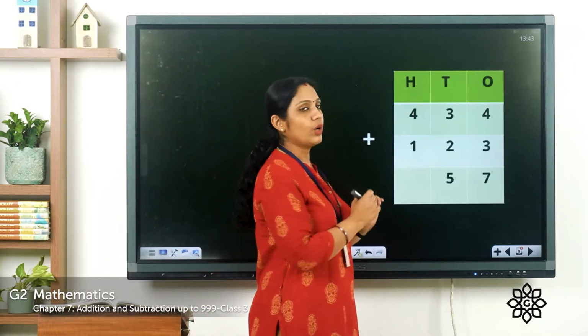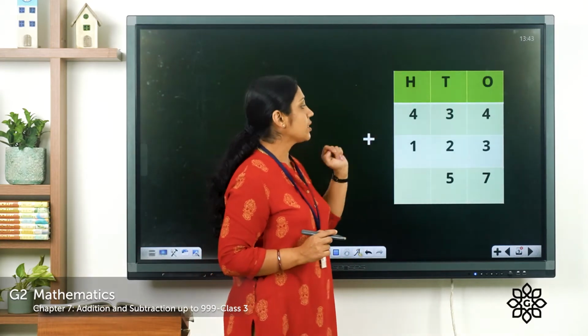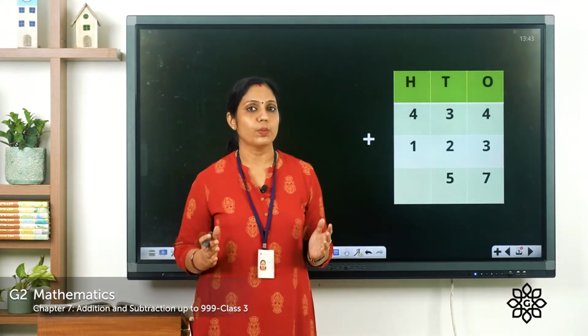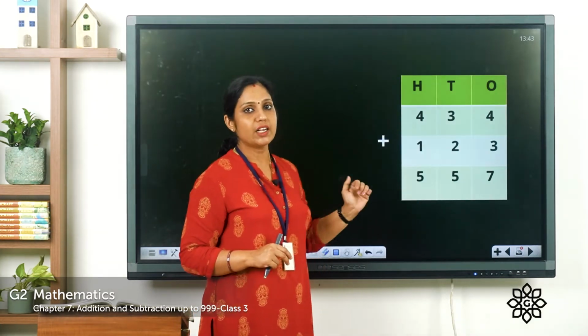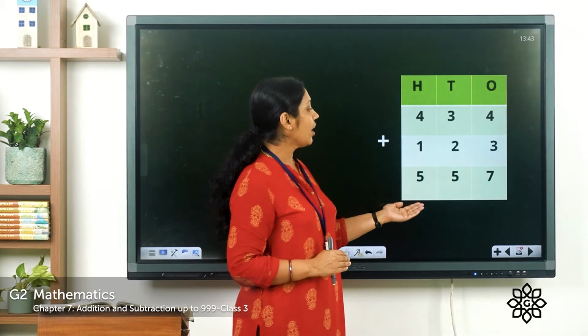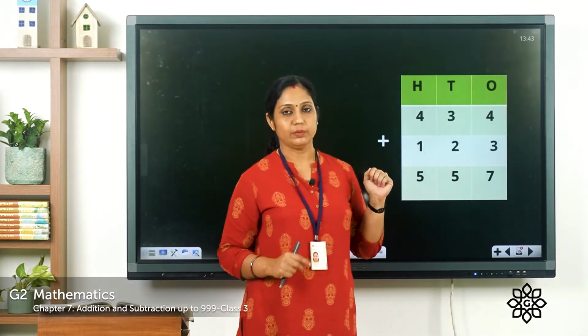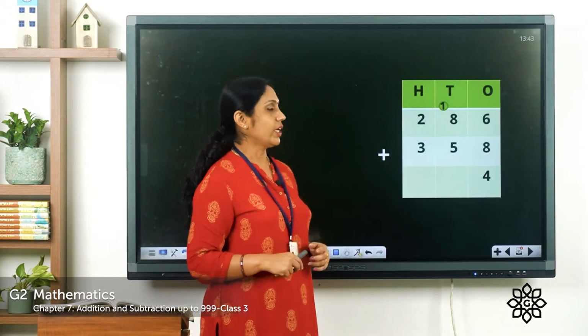So that 5 we'll write here in the tens place. Next, we'll move on to the hundreds place. In the hundreds place, we have 4 plus 1. And 4 plus 1 is 5. So we write the number 5 here in the hundreds place, and we get the answer 557.